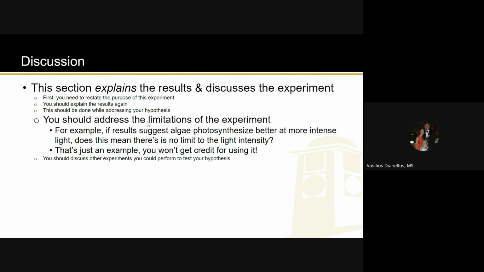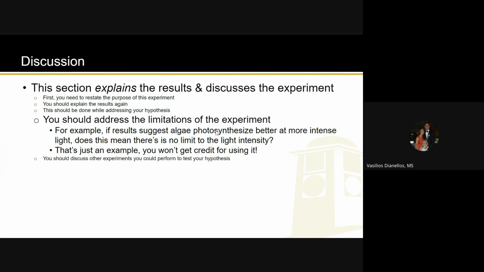When we're addressing the limits to your experiment, the limits to your data, we could find that the cuvette closest to the light did in fact photosynthesize the most. But then think about what that actually means.